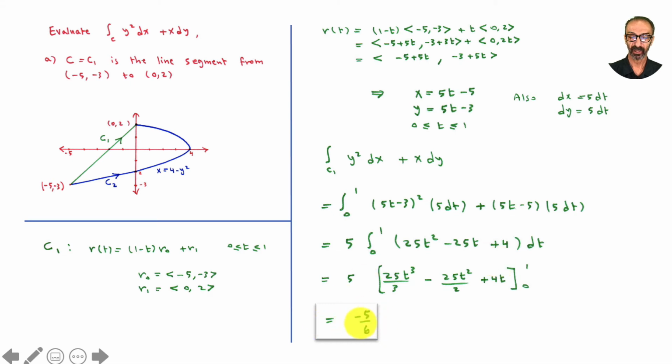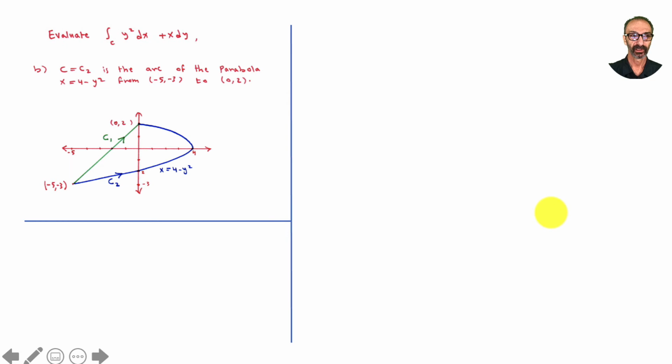Keep this number in mind because I'm going to make a comment about this later on after we finish C2. So along C1, we came up with the line integral to be negative 5 over 6. Moving on. Evaluate the same line integral but going along the blue line, or the blue path C2.